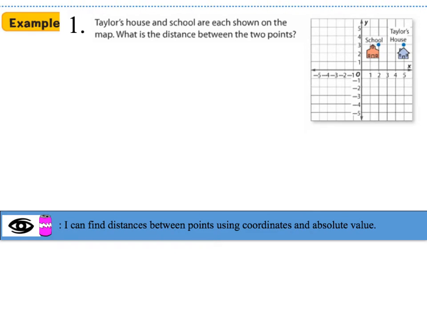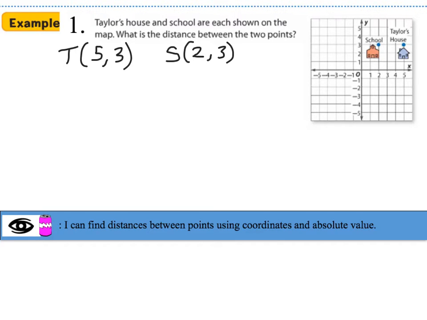For example, when it says Taylor's house and school are each shown on the map, what is the distance between the 2 points? So the first thing we should do is identify the location of Taylor's house. So let's use T for Taylor, and her location is at 5, 3. Now let's take a look at the location of the school. The school, let's represent by S, is located at 2, 3.